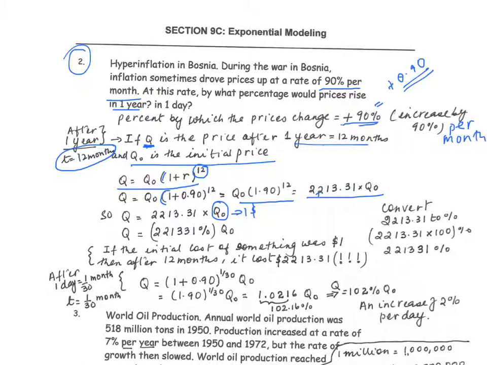So changing it to a percent by multiplying this quantity by 100, just like we did in the previous problem, we get that the final price after 12 months was 221,331% of the initial price.